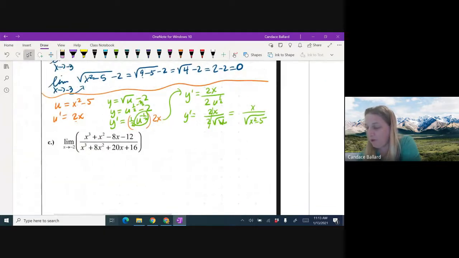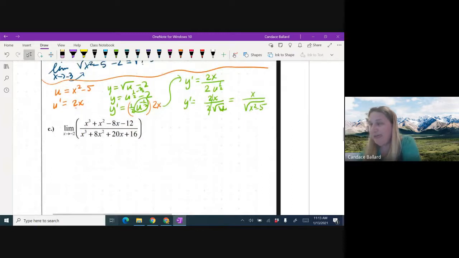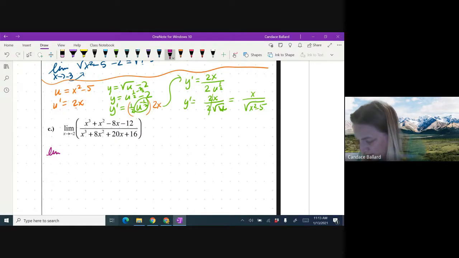Okay, so the first thing we're going to do is plug in whatever number they give us separately to the numerator and the denominator. So let's start there. So the limit as x approaches -2 of x cubed plus x squared minus 8x minus 12.